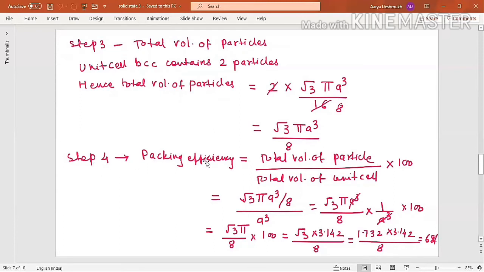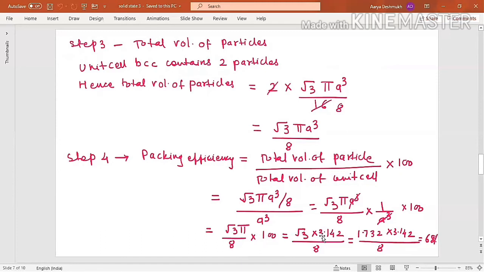Now we want to find out the packing efficiency. Packing efficiency is nothing but the total volume of the particles divided by the total volume of the unit cell, multiplied by 100. The total volume of the unit cell is nothing but A cube, that is length into breadth into height. So you just substitute here square root of 3 pi A cube upon 8 divided by A cube, into 100. A cube gets cancelled here, so you'll get square root of 3 into pi divided by 8 into 100.